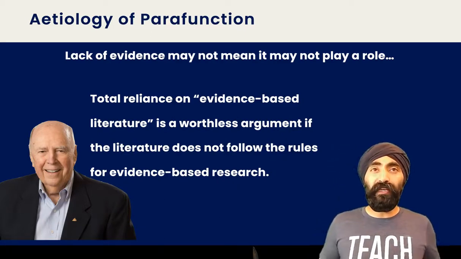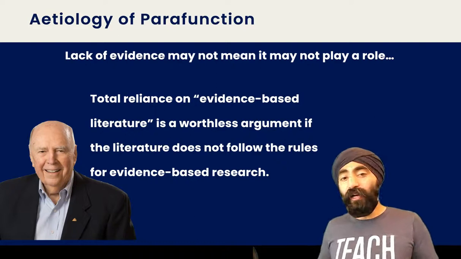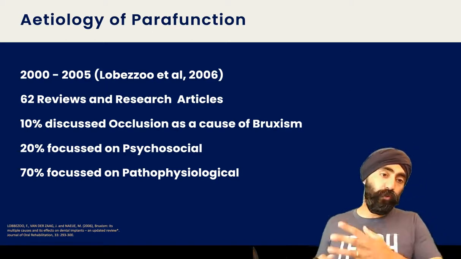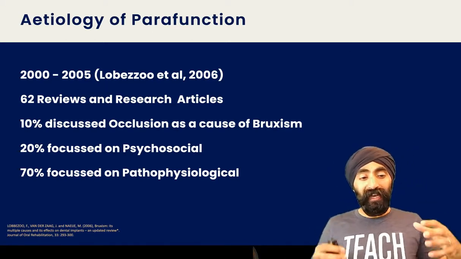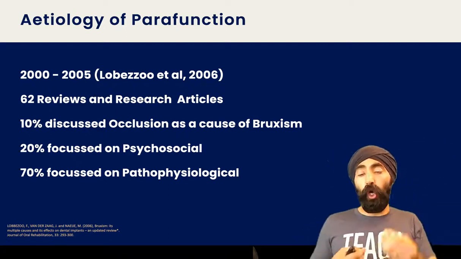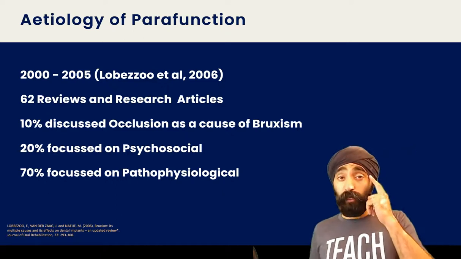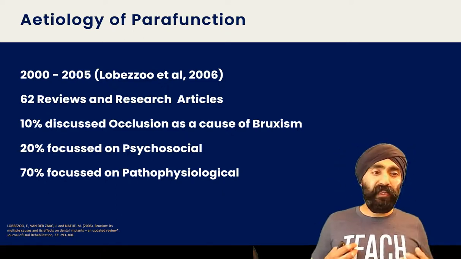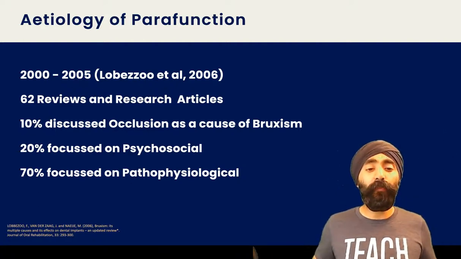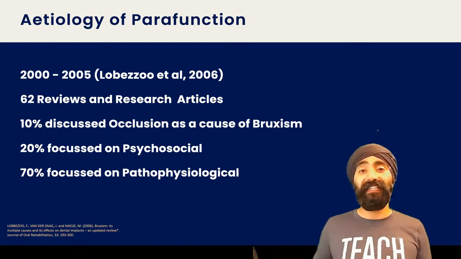Okay, so what this basically means is that the quality of the evidence itself is really poor. So can we really trust it? And the lack of evidence doesn't necessarily mean a lack of effect. But what the evidence does show, between a 5-year period in 2000 and 2005 in this review, is that about 10% of the literature suggests that occlusion, or a certain type of malocclusion, or interference, for example, might be the cause of bruxism. About 20% suggests that it's something psychological, stress, something that's causing anxiety that might initiate bruxism. And interestingly, 70% of the evidence suggests that it could be something pathophysiological, which means things like obstructive sleep apnea that cause it, or other diseases that cause it.